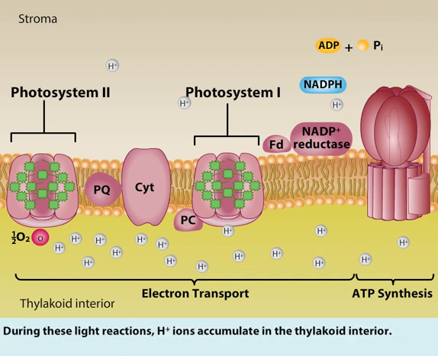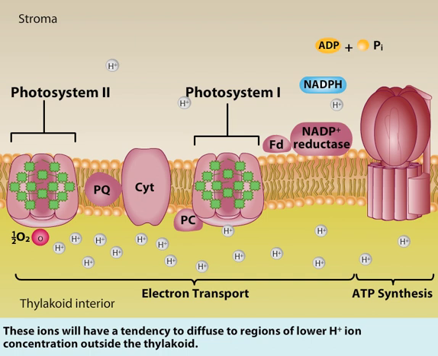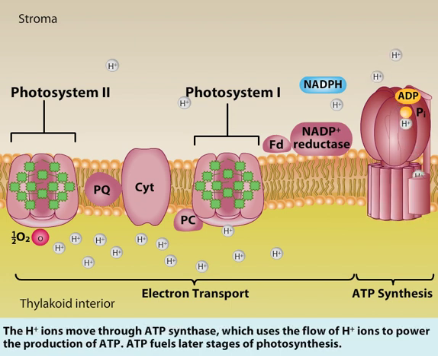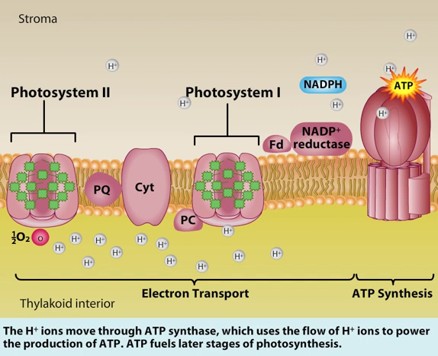During these light reactions, hydrogen ions accumulate in the thylakoid interior. These ions will have a tendency to diffuse to regions of lower hydrogen ion concentration outside the thylakoid. The hydrogen ions move through ATP synthase, which uses the flow of hydrogen ions to power the production of ATP. ATP fuels later stages of photosynthesis.